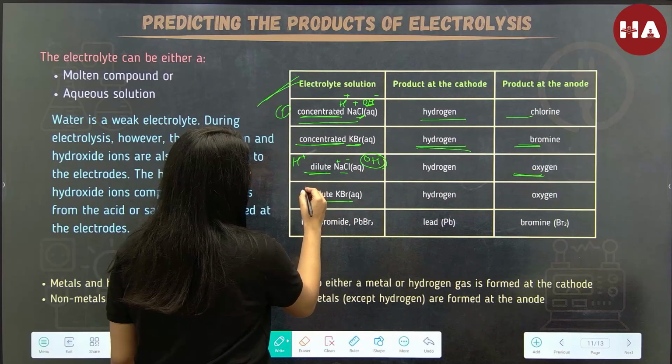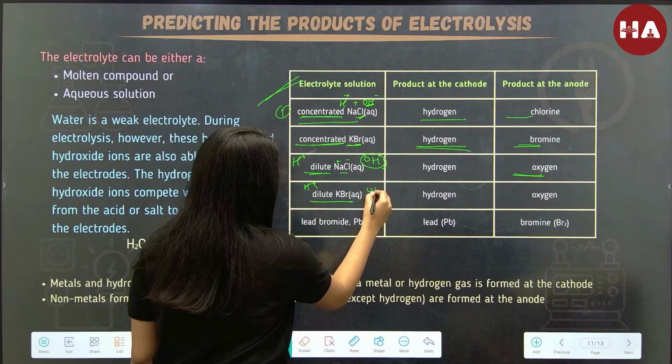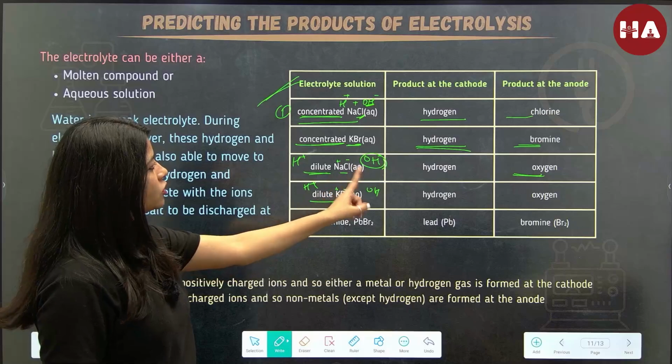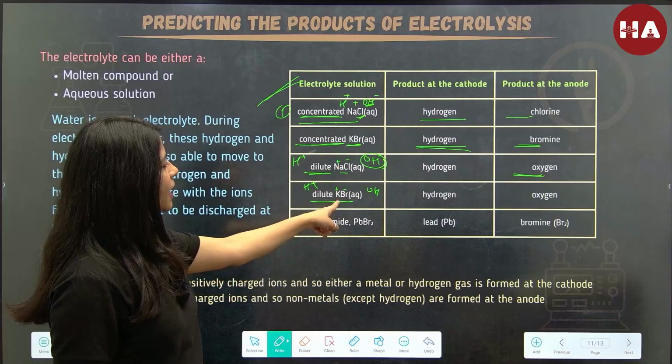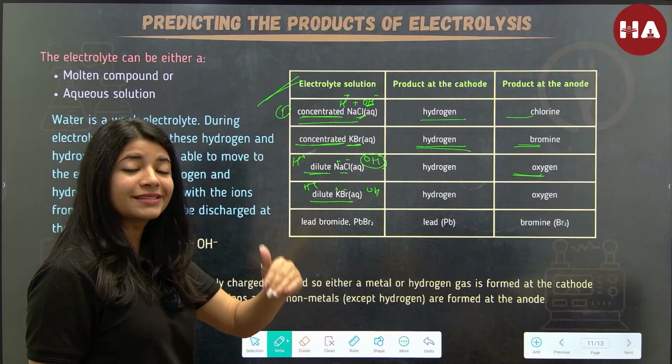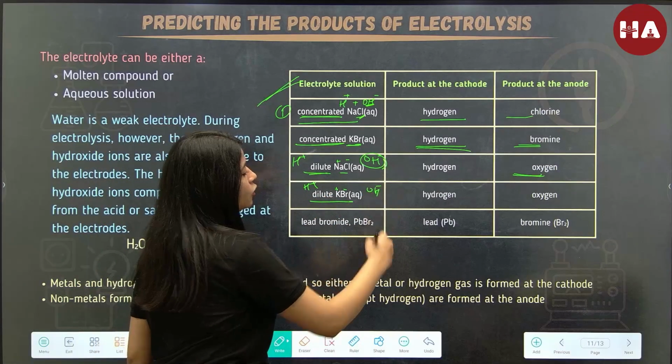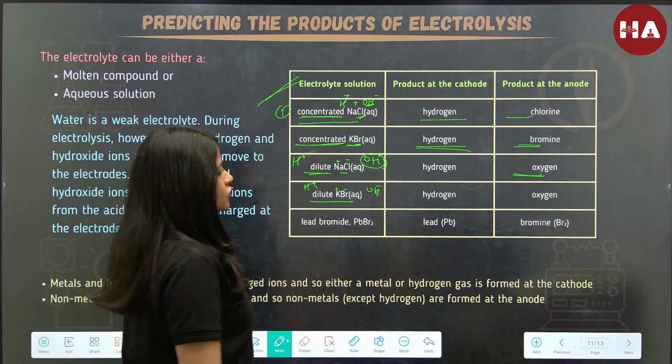Dilute KBr, again the same thing, H plus and OH minus. Who will win? Definitely H plus will win. So hydrogen will be produced at the cathode, and Br minus is in less amount because it is dilute potassium bromide, hence OH minus will lose electron to produce oxygen.